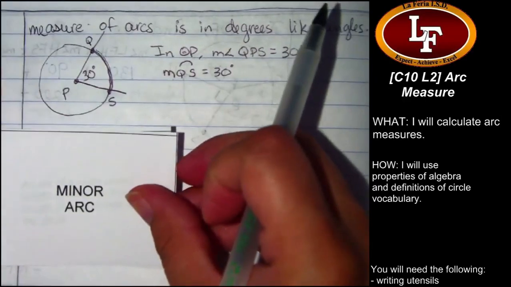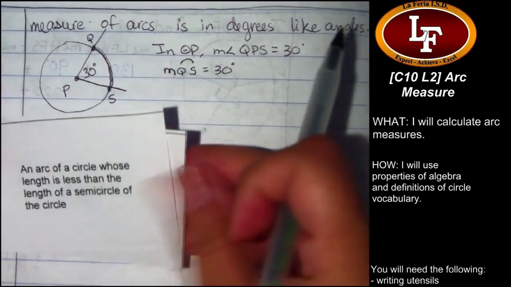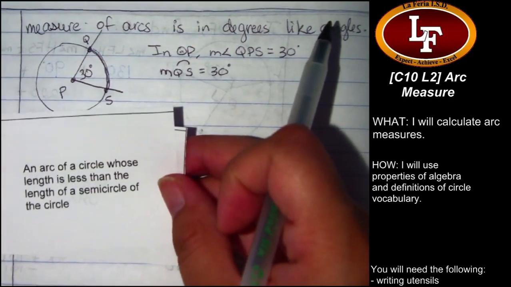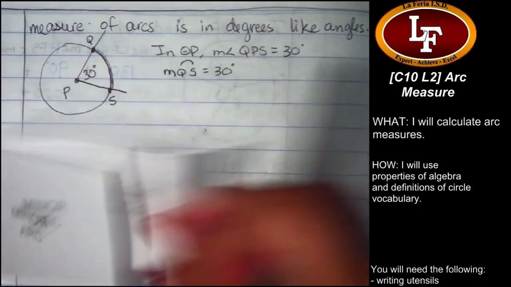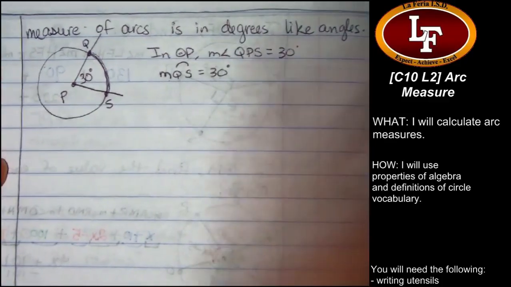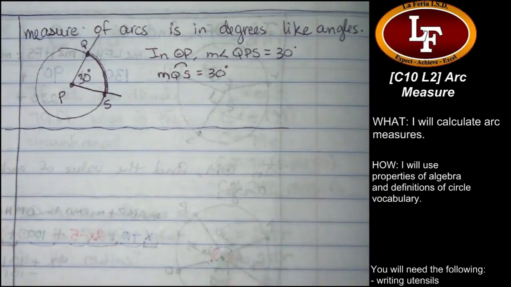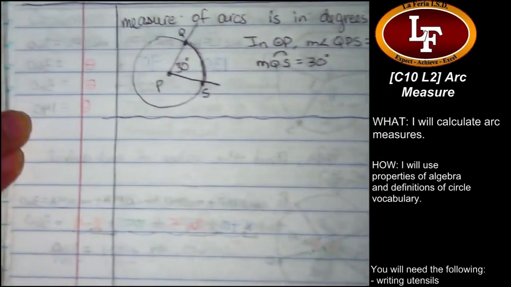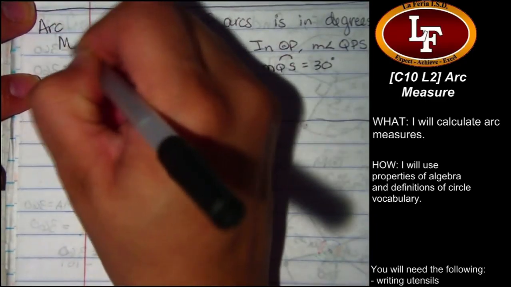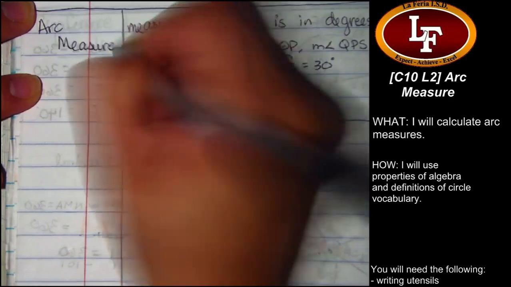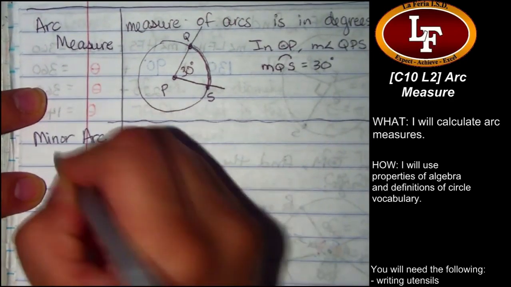So here is the vocabulary word for the minor arc. A minor arc is the arc of a circle whose length is going to be less than the length of the semicircle. In terms of the measure of an arc, where we're talking about the degrees, the measure of a minor arc, and let me go ahead and label here off to the right. Here we're going to talk about the minor arc.